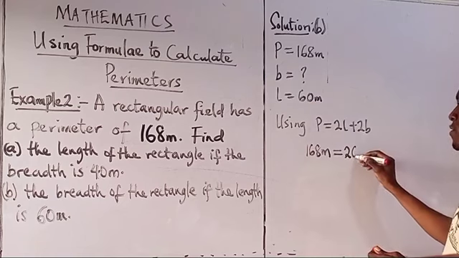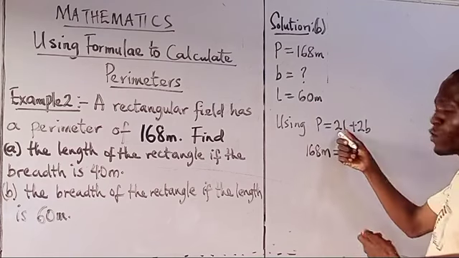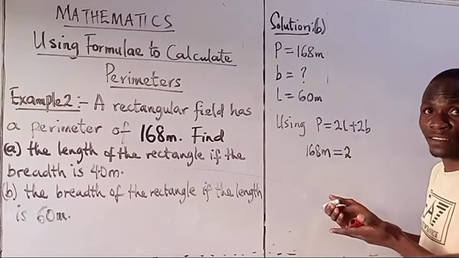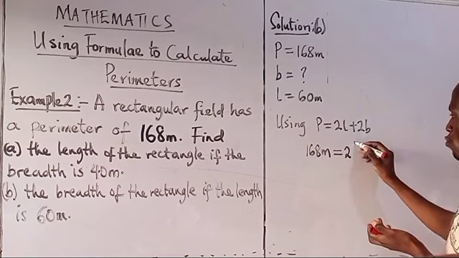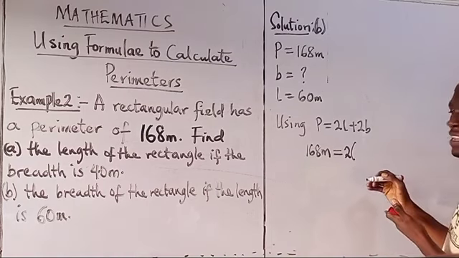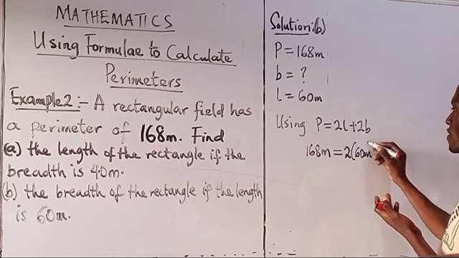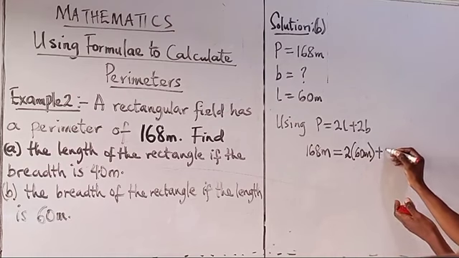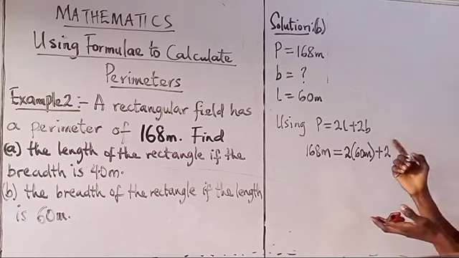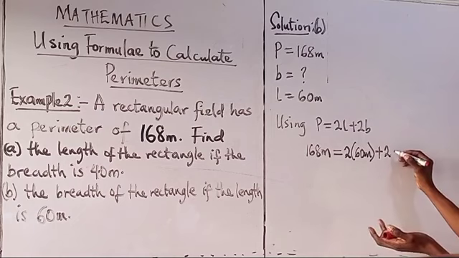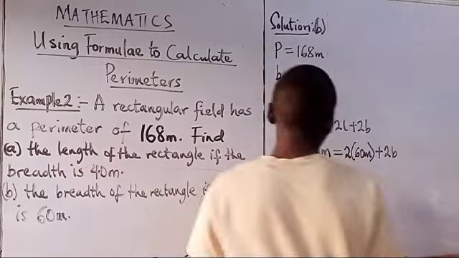So I don't write 260 meters, no. What we write is, 2L refers to 2 times L. So I write 2, I use my bracket, times L. What is L now? 60 meters. Plus 2 times B. What's our B? We don't know, so we leave it like that. 2 times B is still 2B. Okay, now let us solve.